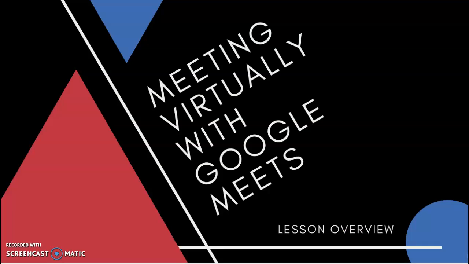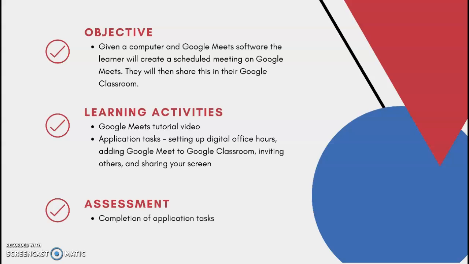The third lesson will be meeting virtually with Google Meets. The highlighted objective includes that given a computer and Google Meets software, the learner will create a scheduled meeting on Google Meets. They will share this in their Google Classroom.